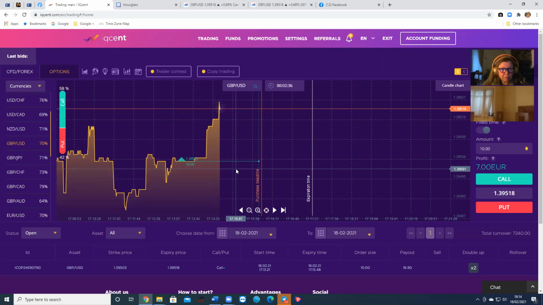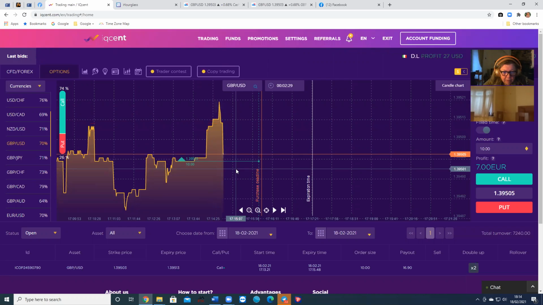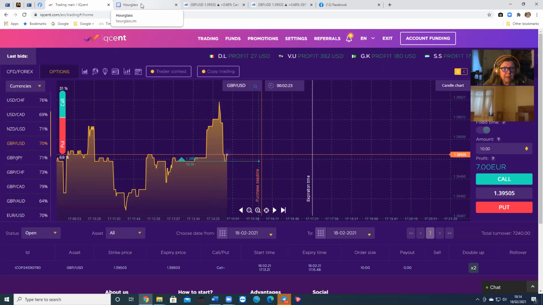So what I'm going to do in my future sessions is try and get on at 5 minutes to the hour so that we can be set up for the hourly candle, because that's when price changes.